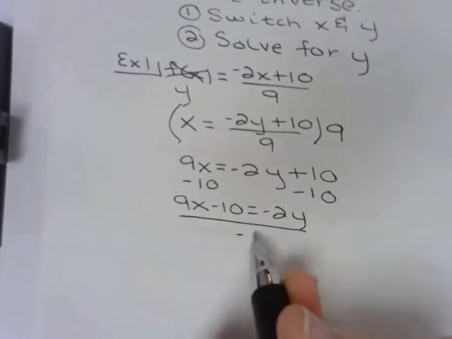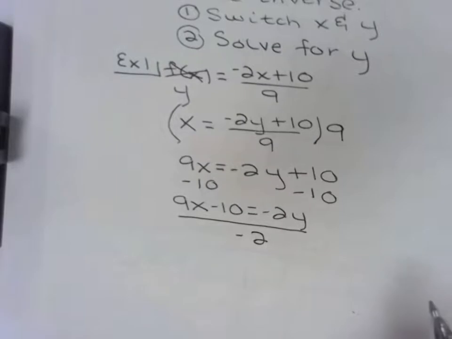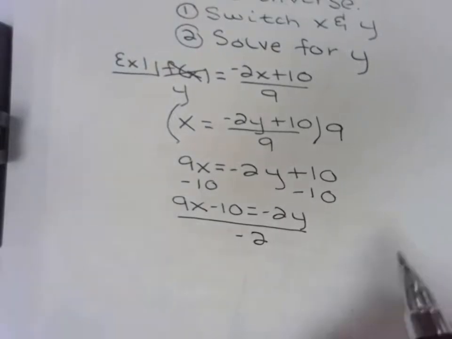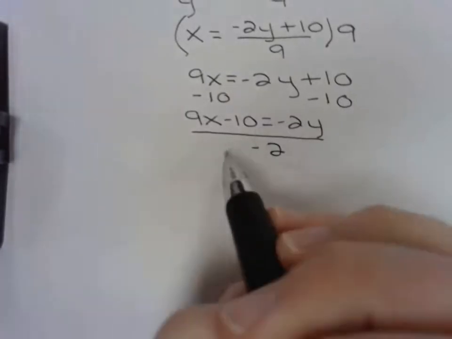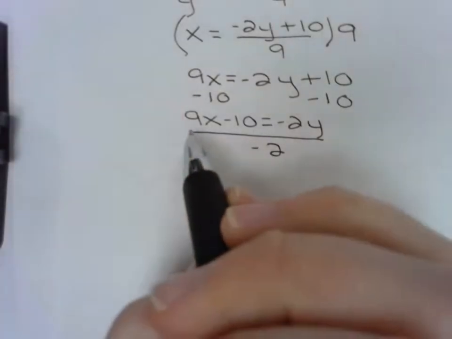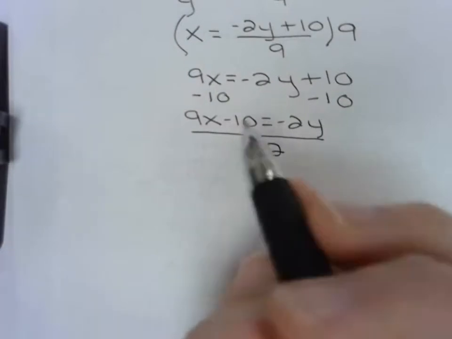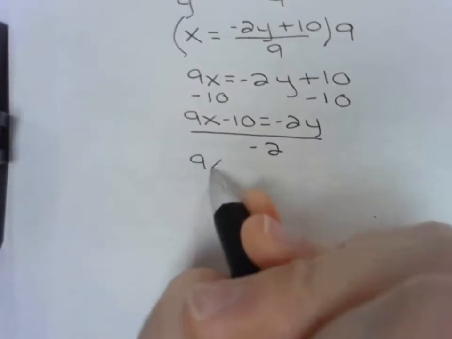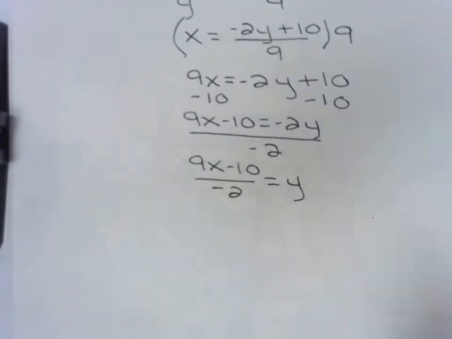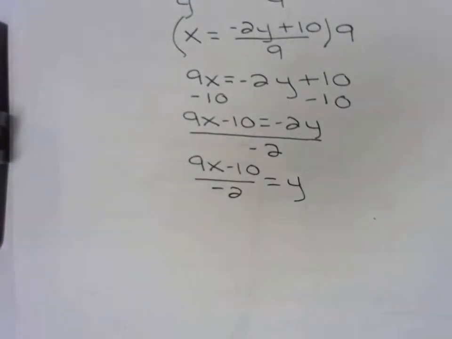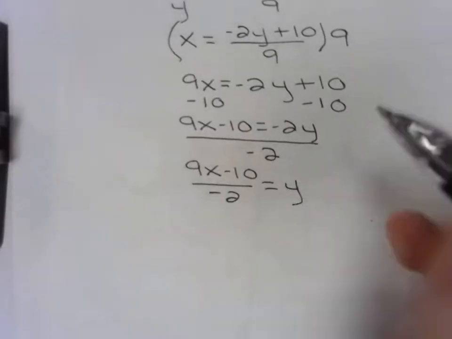Divide by negative 2. And then you can leave it. If you want to make it a decimal you can, but you can also just leave it as this: 9x minus 10 over negative 2 equals y. We're not graphing it, so you don't necessarily need to find the slope and y-intercept. You can just leave it like that if you want to. And that is your inverse.